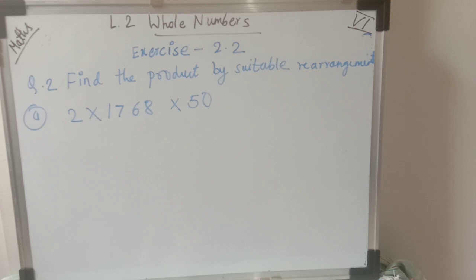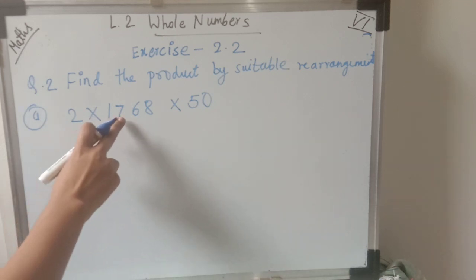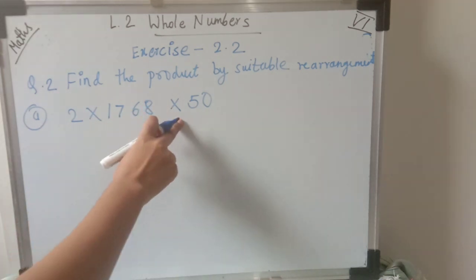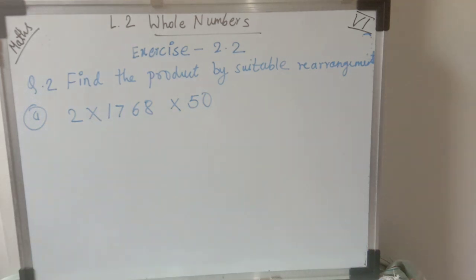Now question number 2 is find the product by suitable rearrangement. Again here they are saying we have to change the order when we are doing the multiplication. The first question from question number 2 is 2 multiplied by 1768 multiplied by 50. Okay students, now here again we have to see those numbers.